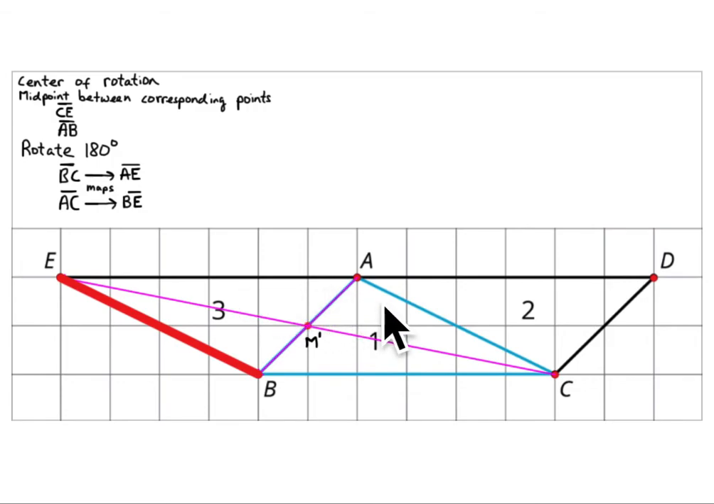Equal sides, so this side rotates around and goes to this side right here. So side AC is equal to EB, side AB is equal to CD, and this side here, BC, is equal to these two sides. Because as it rotates around, it maps to AE, or as it rotates around this point right here, it maps to AD. So lots of equal sides and lots of equal angles.